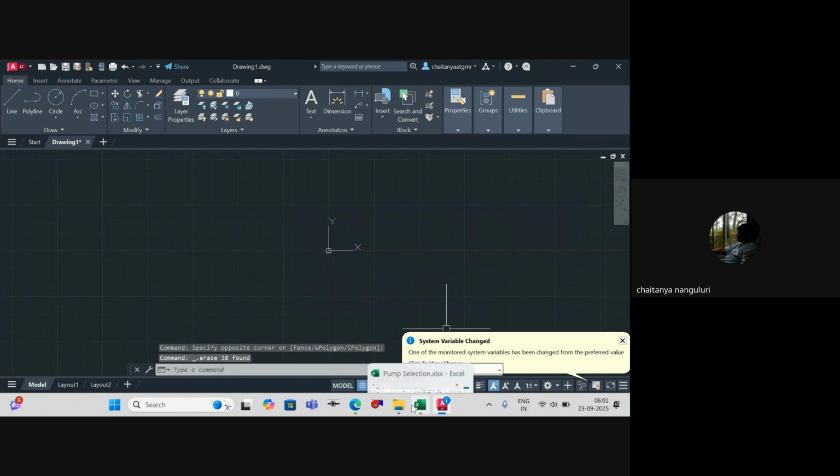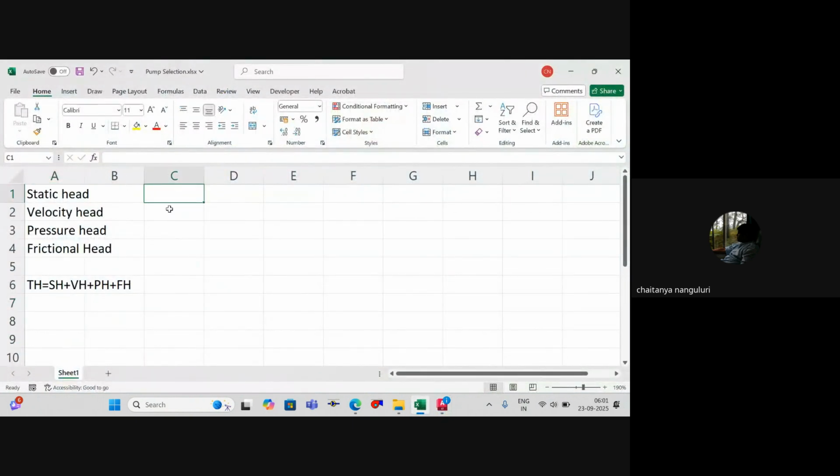So that is nothing but your static head. That is working against the gravity. Work done against the gravity. Clear? Yes. Now, coming to the next one, it is nothing but your velocity head.